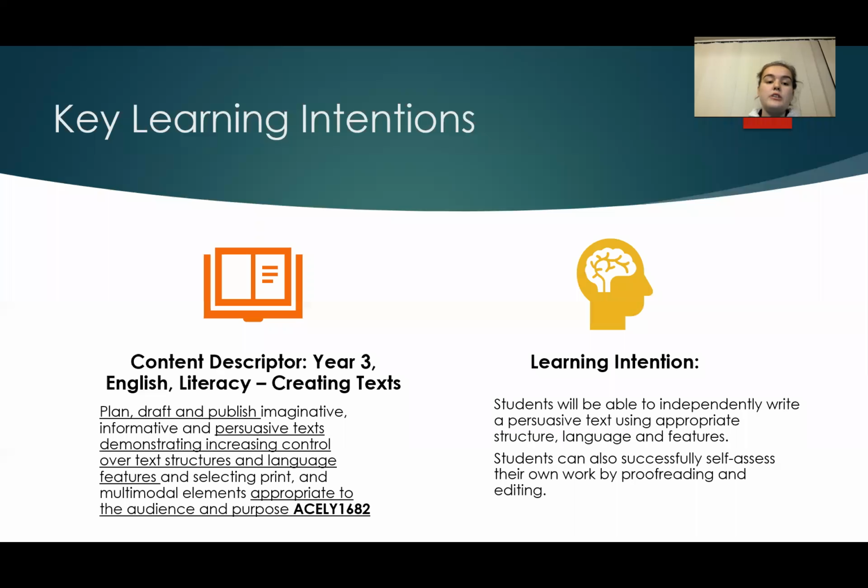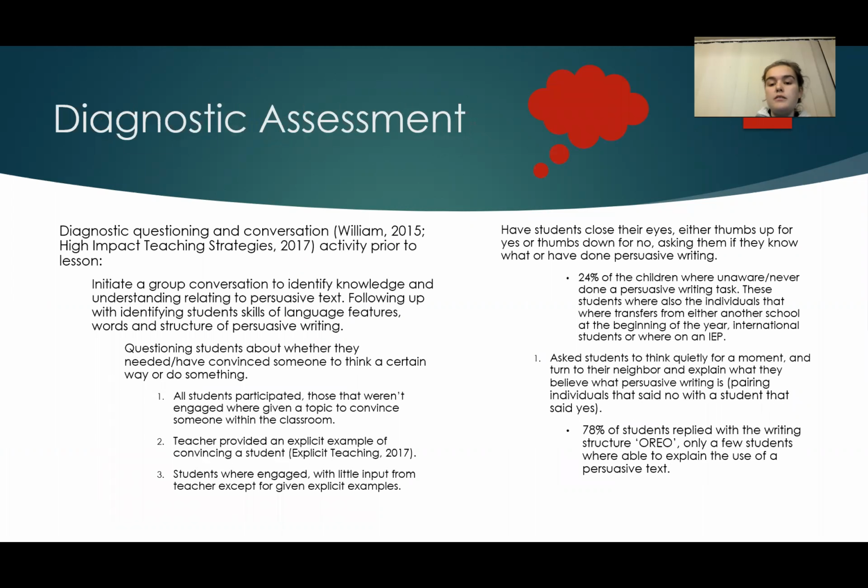My learning intention was based on the Year 3 English Literacy Creating Text area, and the intention was that students will be able to independently write a persuasive text using the appropriate structure, language and features, and also self-assess using proofreading and editing. The diagnostic assessment was questioning and conversation, based on Hattie and the high impact strategies outlined. So that was the explicit teaching and the collaborative work.